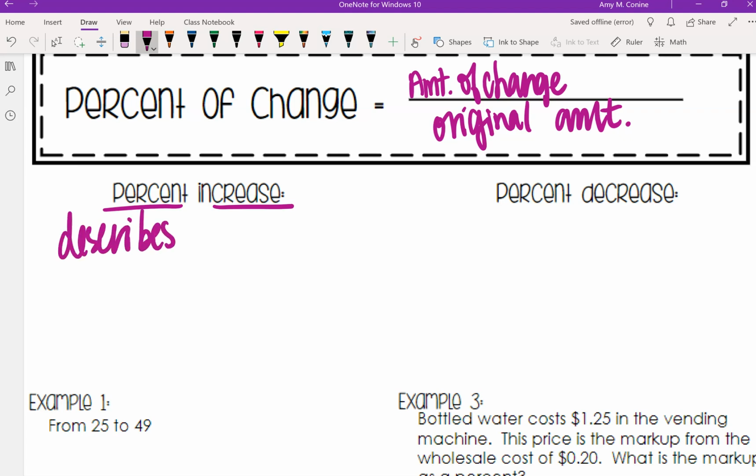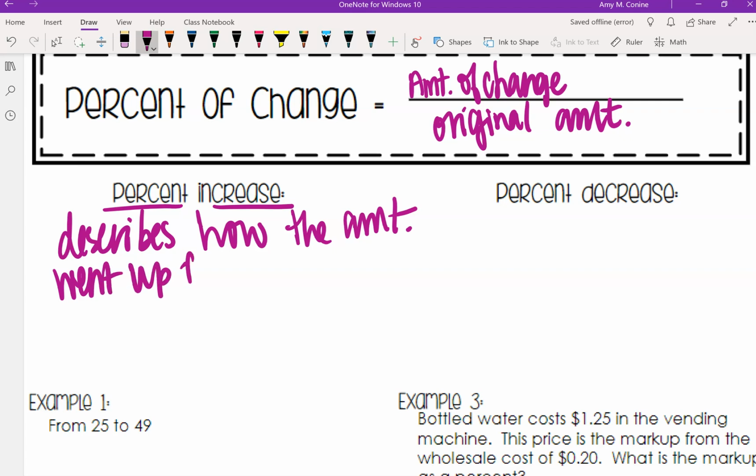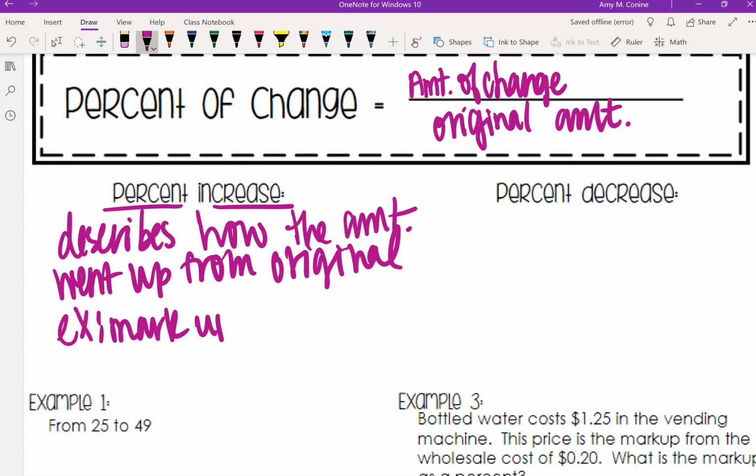Describes how we can say amount. I abbreviate amount as AMT, so amount went up from the original, okay? And then sometimes the vocabulary word that we use to describe that is called a markup, so markup price. So when you have an increase and you're selling something, sometimes we call that a markup, and we'll talk about that in the examples coming up.